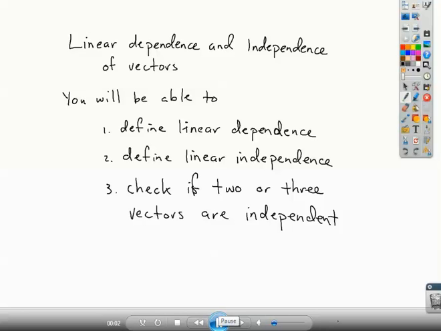Okay, so this video is about linear dependence and independence of vectors. You'll be able to, at the end of this video, define what linear dependence means, define linear independence, and check if 2 or 3 vectors are independent. So that's our plan for today.